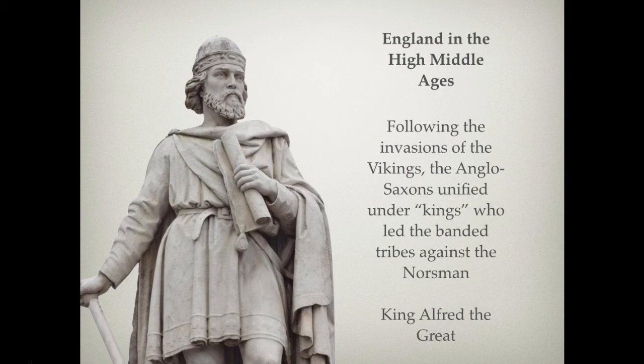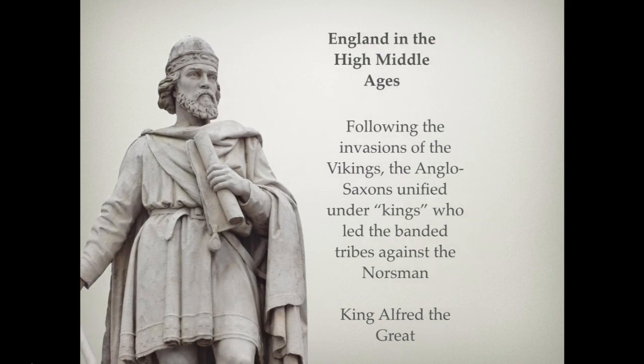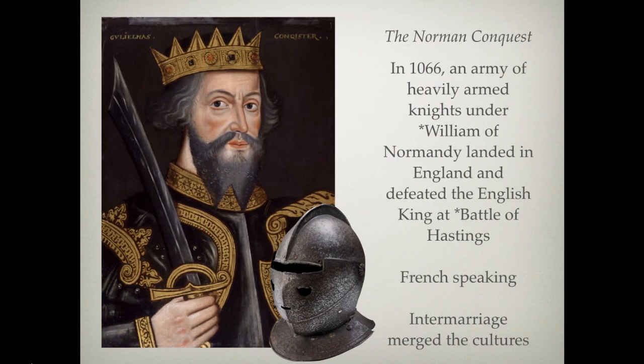Now, one of the great kings that emerged from this is the famous King Alfred the Great, who really led England into this unified period of history against the Vikings. Now, inevitably over time, this unification of England was not long-lived. It was in 1066 that an army of heavily armed knights under William of Normandy landed in England, defeated the English king at the Battle of Hastings, and ultimately defeated the indigenous kings in England at the time.